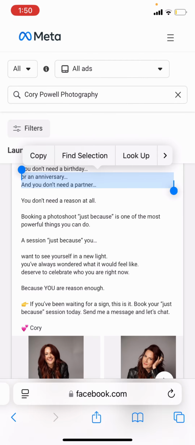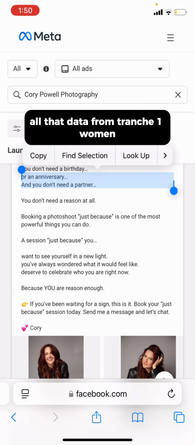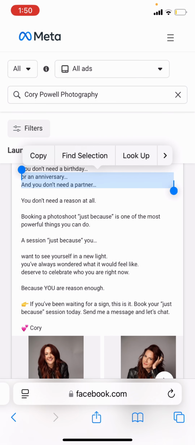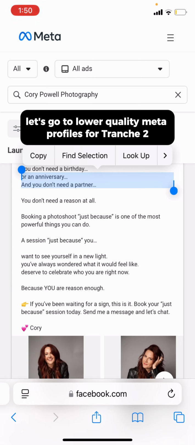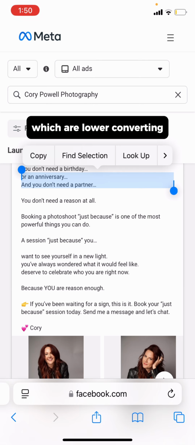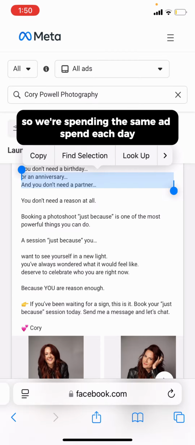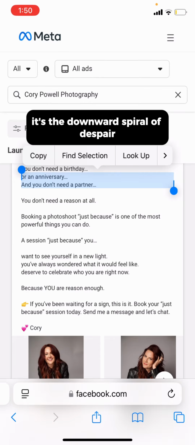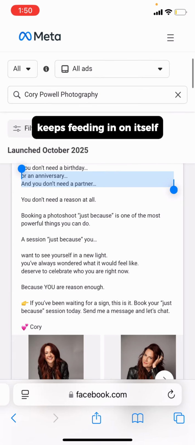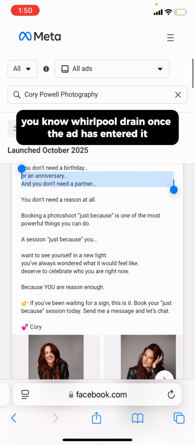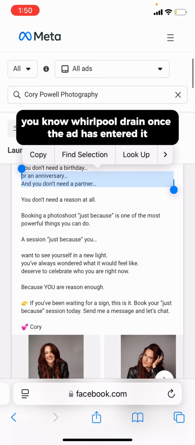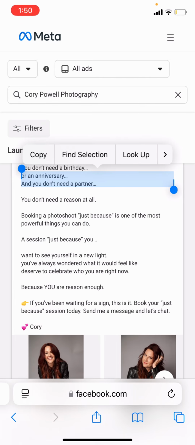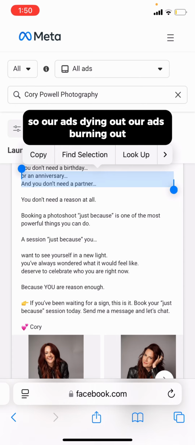And all that data from tranche one women feeds back into the Meta ad algorithm. So our ads go to lower quality Meta profiles for tranche two, which are lower converting. So we're spending the same ad spend each day, but getting fewer and fewer sales over time. It's the downward spiral of despair. It keeps feeding on itself. There's no way out of this kind of whirlpool drain once the ad has entered it. So our ads are dying out, our ads are burning out.